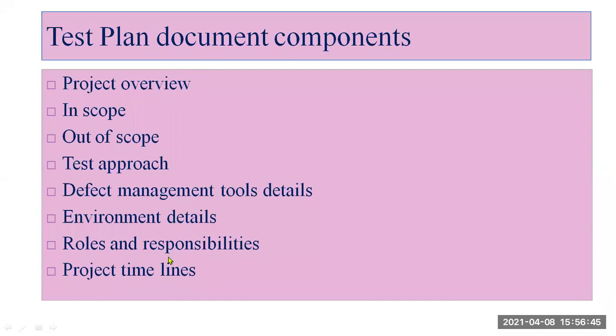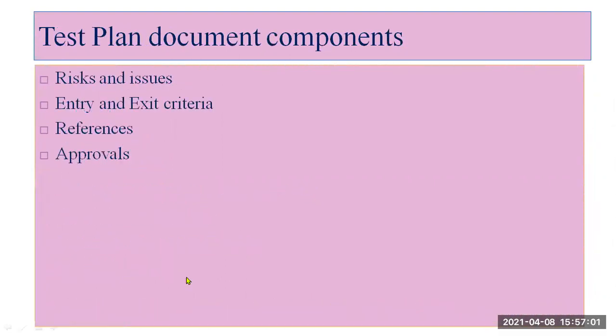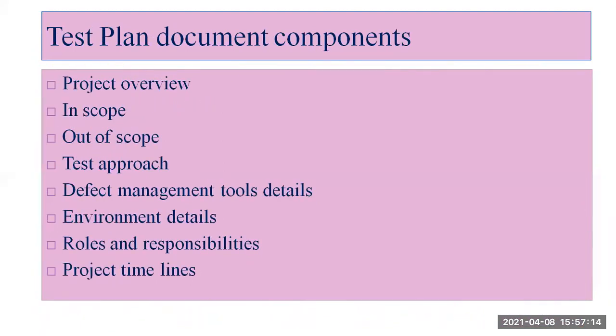There are a few components in the test plan document. First one is project overview, in scope, out of scope, test approach, defect management tools and details, environment details, roles and responsibilities. And next one is project timelines, risks and issues, entry and exit criteria, references and approvals. These are all the test plan document components. I will explain each and every topic topic-wise.